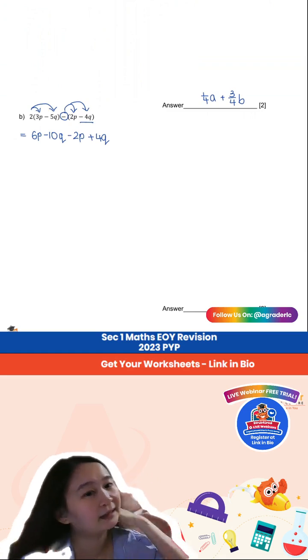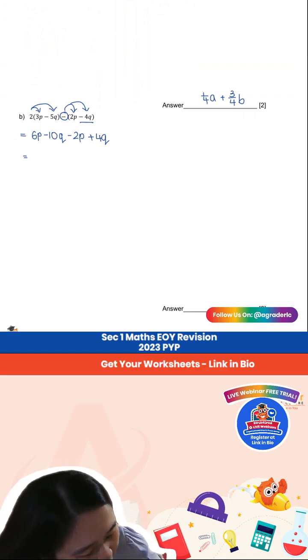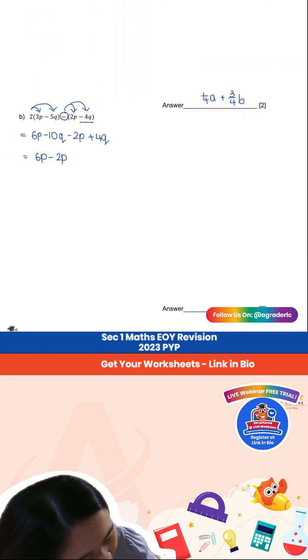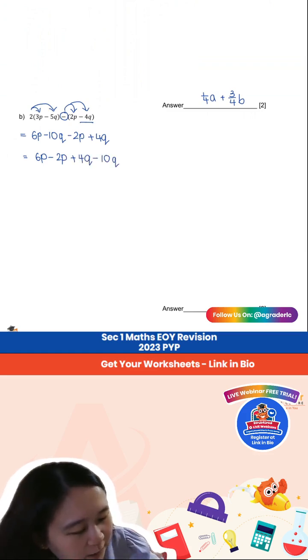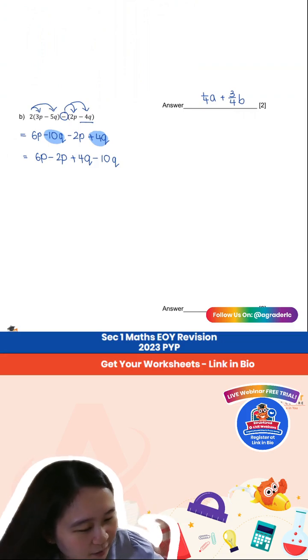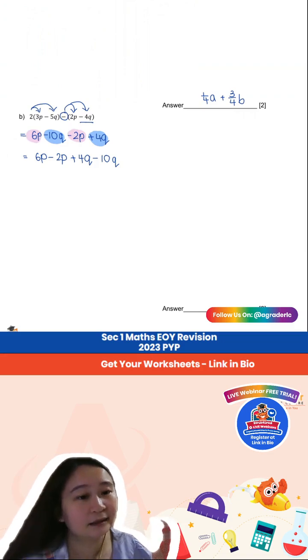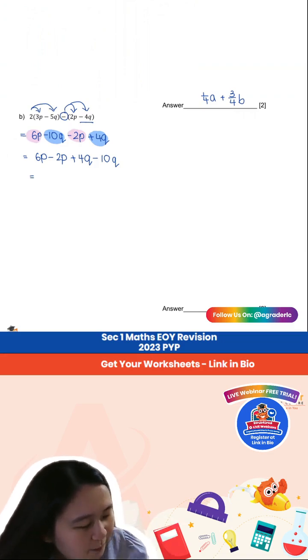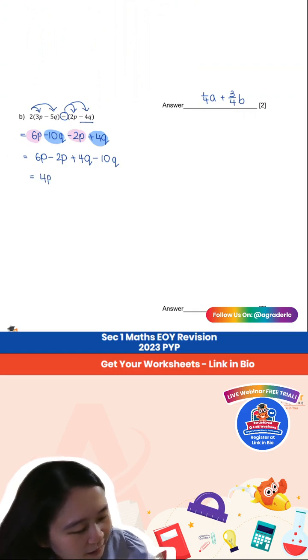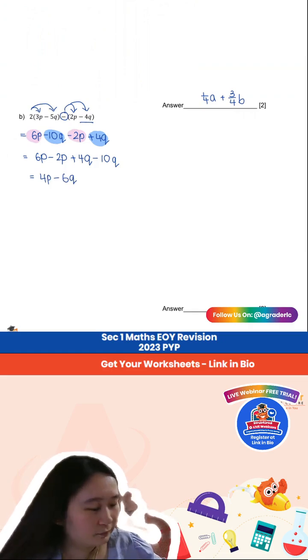Yeah, bracket means times. Next, we rearrange them. 6p minus 2p plus 4q minus 10q. When I rearrange them, I like to put the positive in front, wherever possible. And then the like terms together. So 6p minus 2p, I get 4p. 4q minus 10q, I get negative 6q. So the answer should be 4p minus 6q.